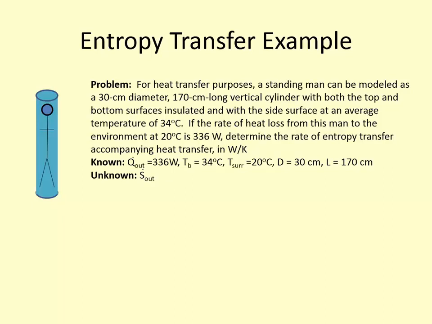So we're going to model a person as a 30 centimeter diameter, 170 centimeter long vertical cylinder with the top and bottom surfaces insulated. So they're wearing like a hat and shoes, or they have lots of hair. And so heat is being shed from the sides of this person at a temperature of 34 degrees Celsius. If the rate of heat loss from this man to the environment at 20 Celsius is 336 watts, determine the rate of entropy transfer accompanying heat transfer.